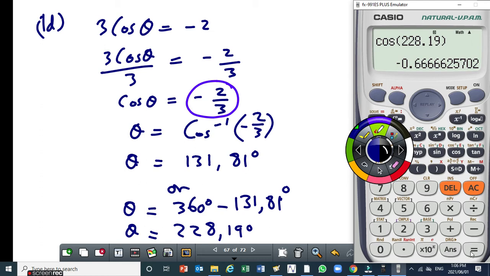So in a nutshell, when you are dealing with cos, if you have got a negative ratio, and you use that negative ratio to get an angle, you get an angle in the second quadrant. To get an equivalent angle which gives you the same ratio in the third quadrant, you just subtract the reference angle from 360 degrees.